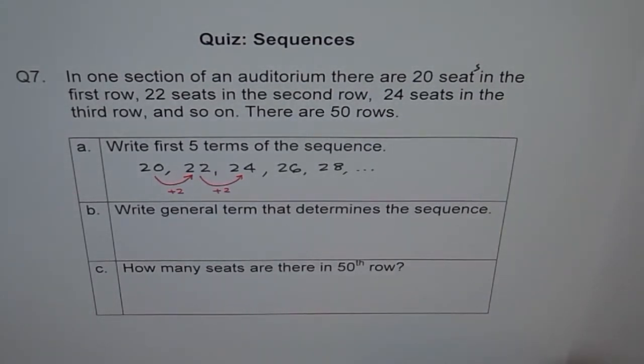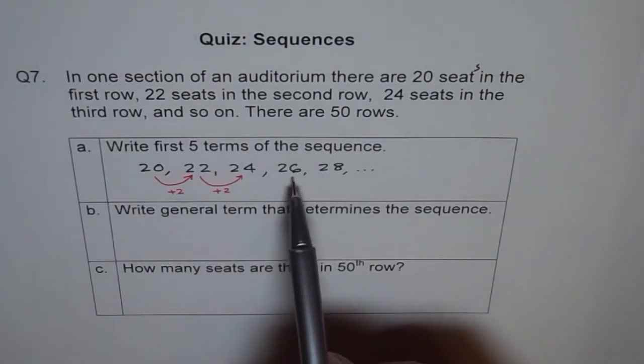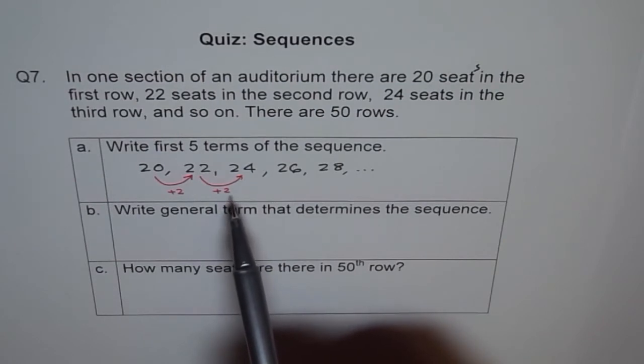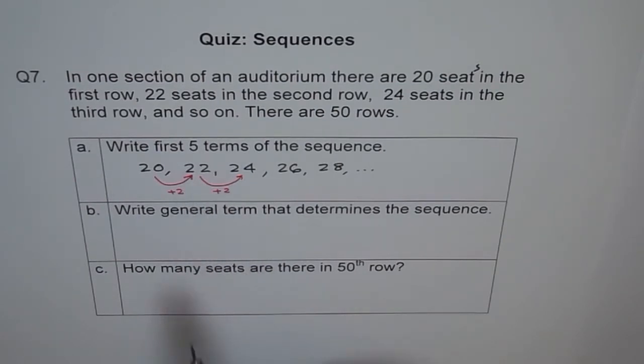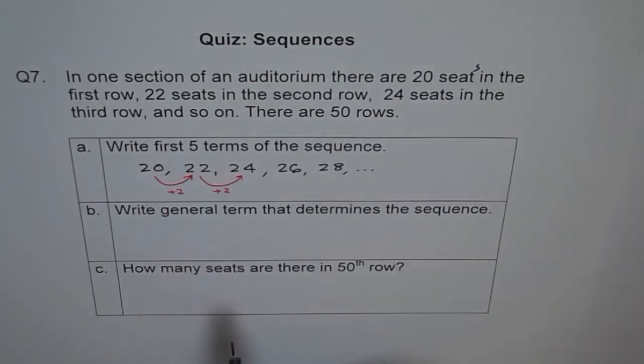It's a linear relation. So when you add the same quantity each time to get the next term, the relation is linear. If you plot them, you'll get a straight line. Now here, since the difference is 2 between each term, we call it the common difference, right? So we say the common difference is 2. So 2 has something to do with the formula, right?